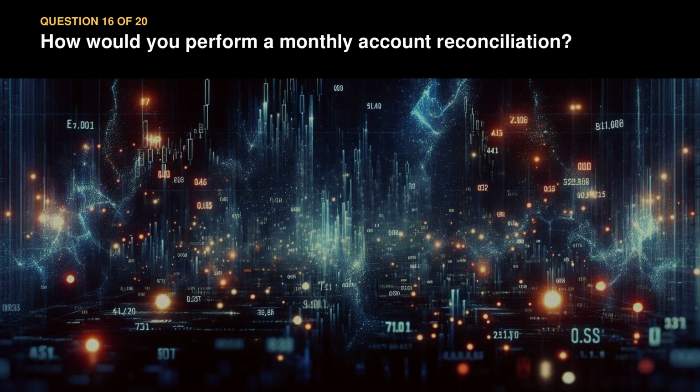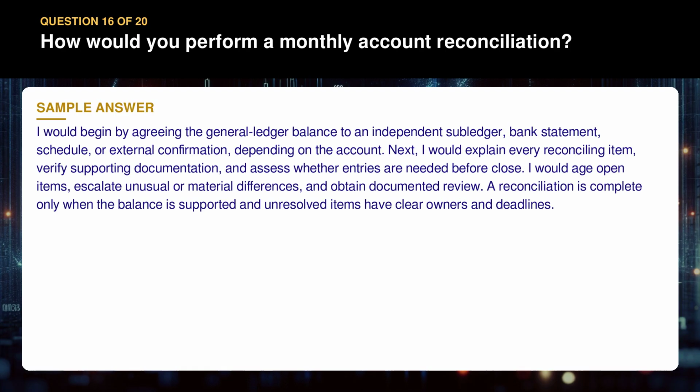Question 16. How would you perform a monthly account reconciliation? I would begin by agreeing the general ledger balance to an independent subledger, bank statement, schedule, or external confirmation, depending on the account. Next, I would explain every reconciling item, verify supporting documentation, and assess whether entries are needed before close. I would age open items, escalate unusual or material differences, and obtain documented review.